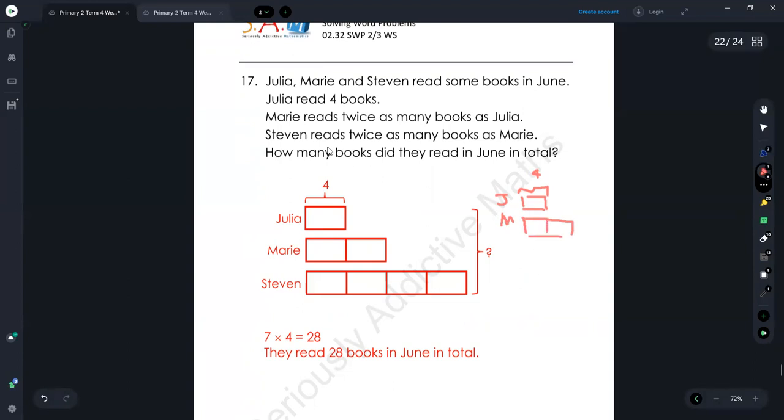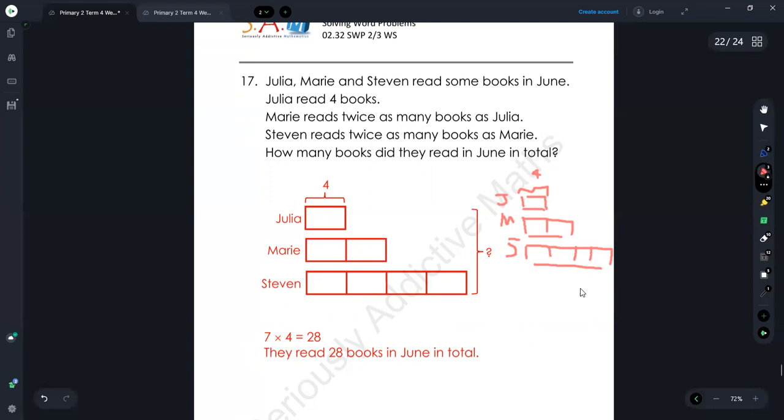Stephen reads twice as many as Mary. So this is different, right? Stephen did not read twice as many as Julia. Stephen reads twice as many as Mary. So what does that mean? 2 times of 2. Ask them, what is 2 times 2? 2 times 2 means 4. So they draw 4. So actually, Stephen is 4 times of Julia.